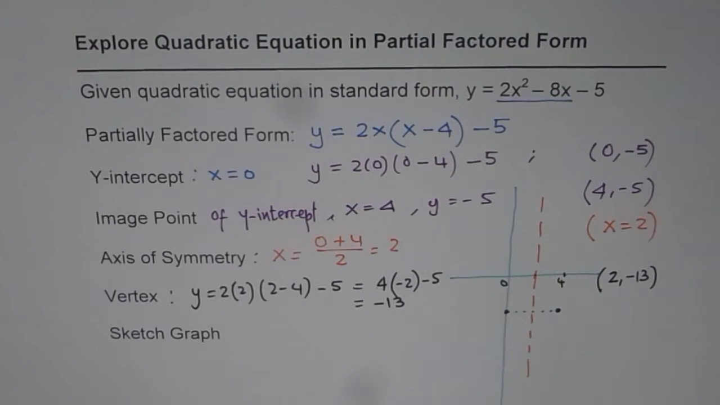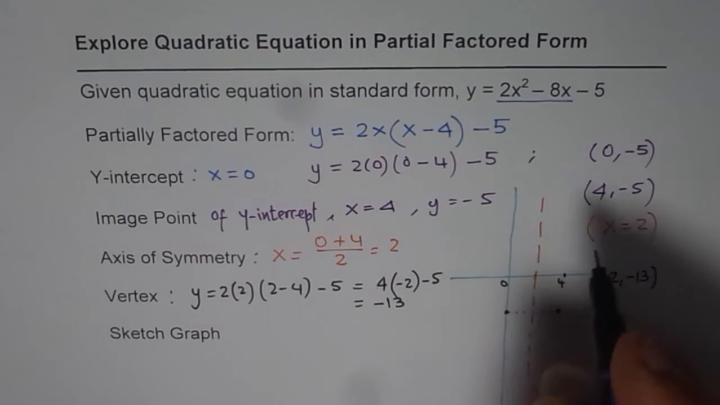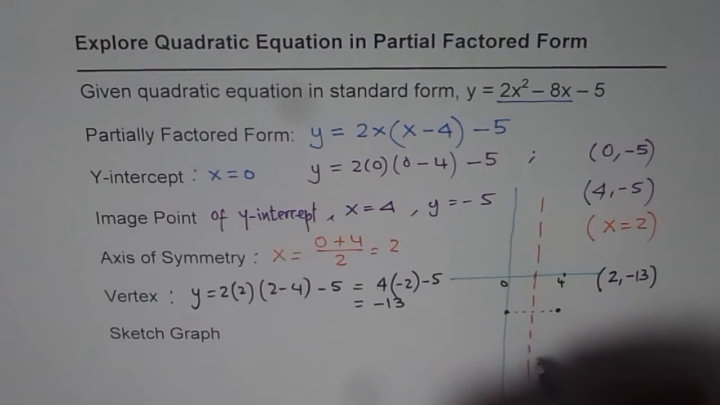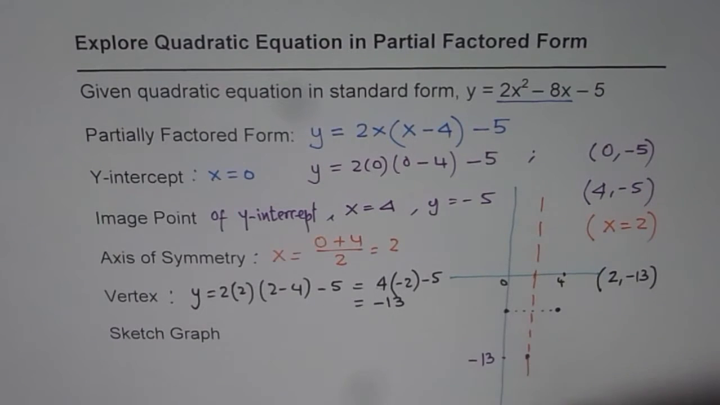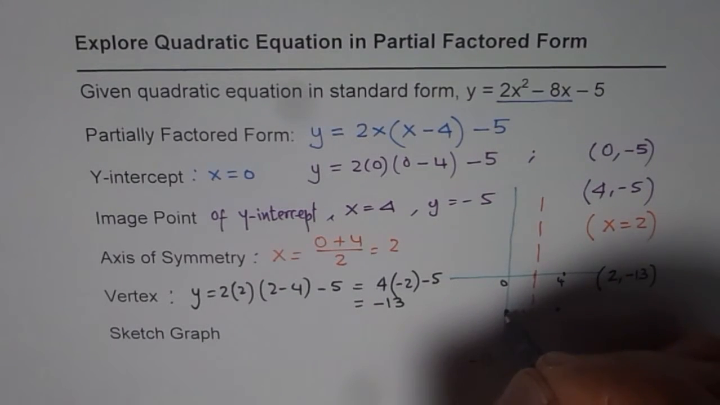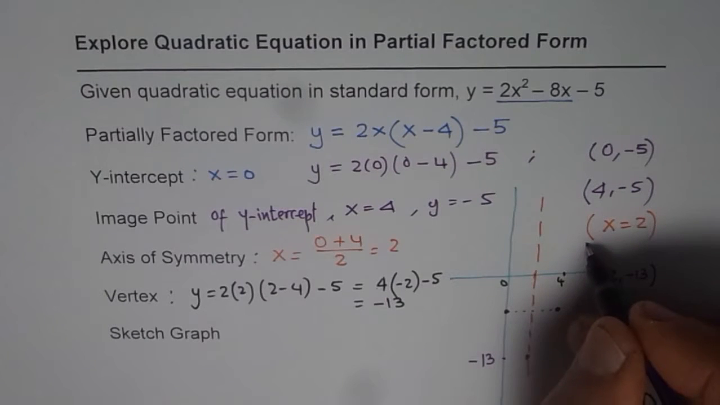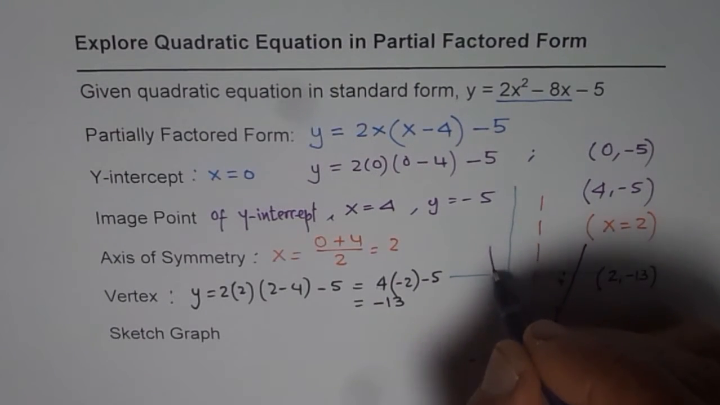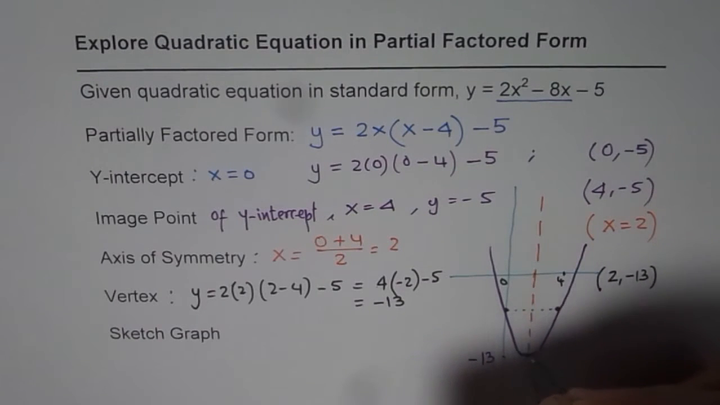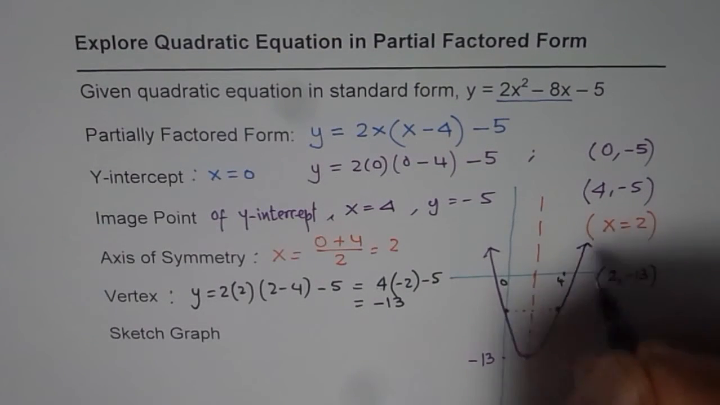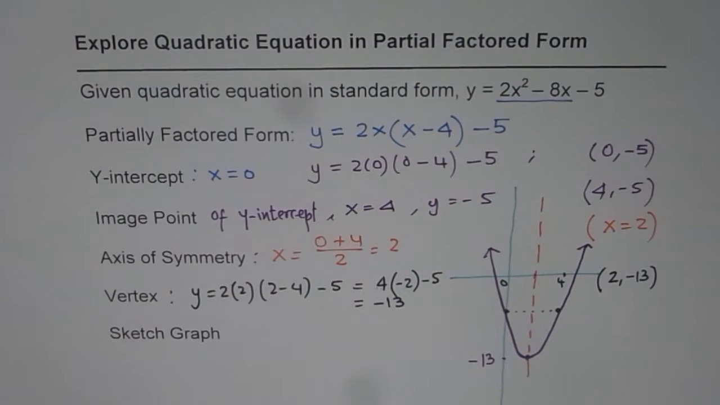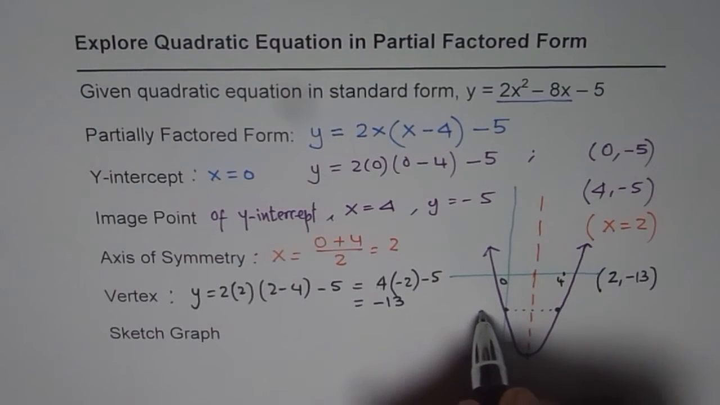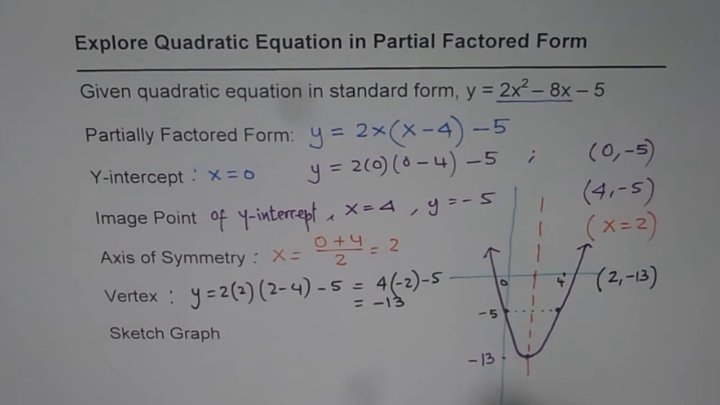And as you know, the vertex will always lie on the axis of symmetry. So let us say that the vertex is somewhere here, and this point is minus 13. Joining these points, we get our graph, right? So we can just sketch the function like this. So that becomes our parabola. Do you see that? How easy it is and how accurate it is. So that is the y-intercept. This is your image at x equals 2.